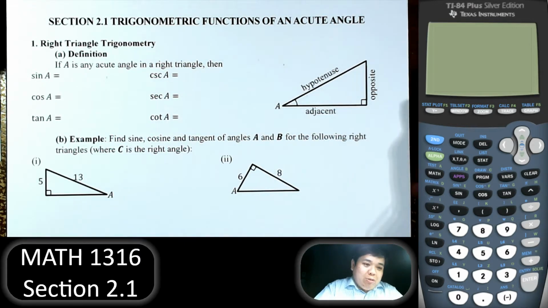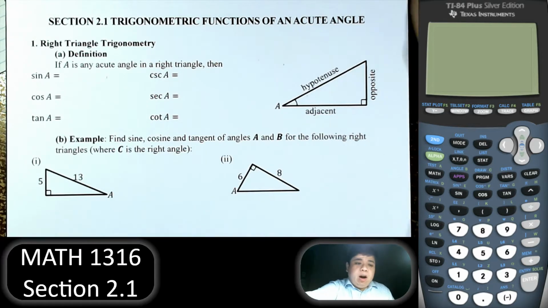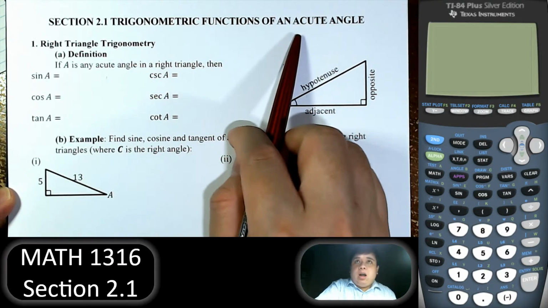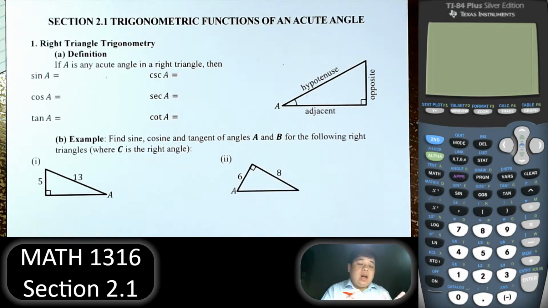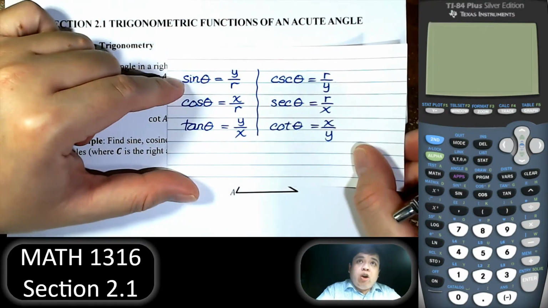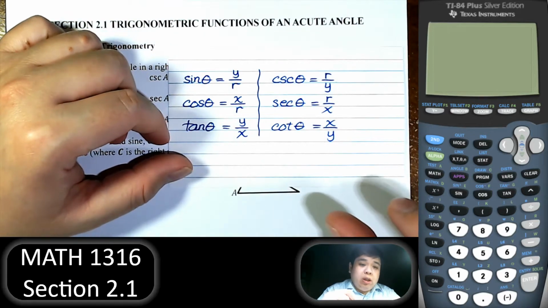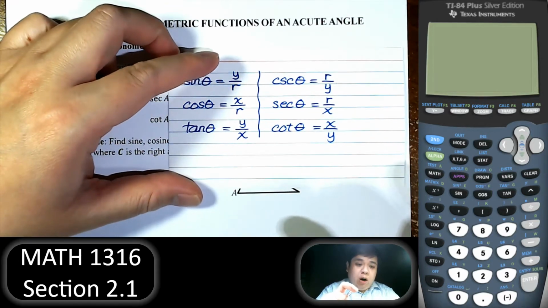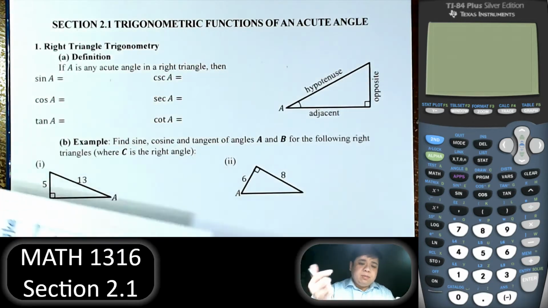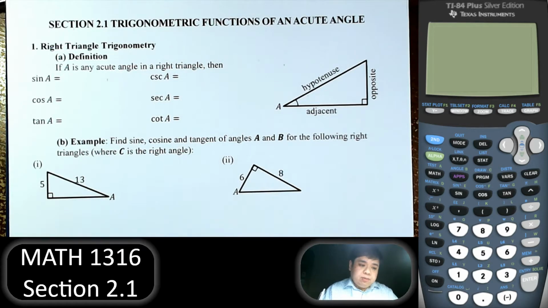Hi everybody, welcome to another video in Trigonometry, section 2.1, Trigonometric functions of an acute angle. In this section, we'll define trigonometric functions for an acute angle, meaning an angle between 0 and 90 degrees. In chapter 1, we defined 6 trigonometric functions based on the coordinates x, y, and the distance from that point to the origin r. This time we define them based on a right triangle, or what we call right triangle trigonometry.